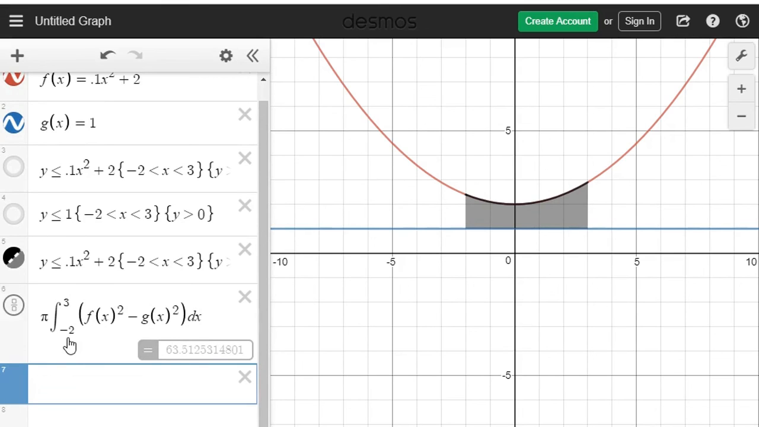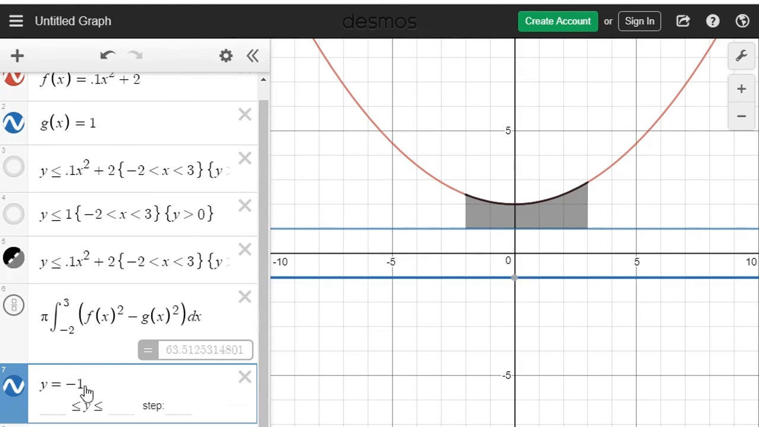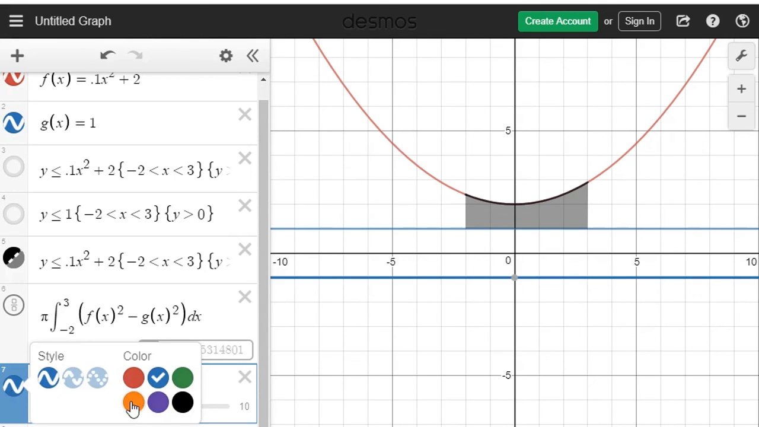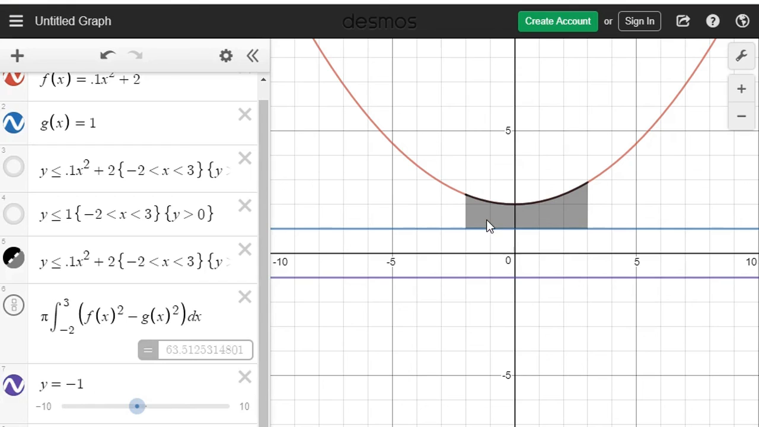Then the second case is what happens if it's going all the way down to -1. If I'm rotating it around the line y equals -1, let's make that purple, notice that the hole ends up getting bigger. The hole ends up getting a lot bigger between the blue and the purple. And so that means that even though this area is the same, it's getting swept out over a larger distance. And so my washer should end up with more volume.